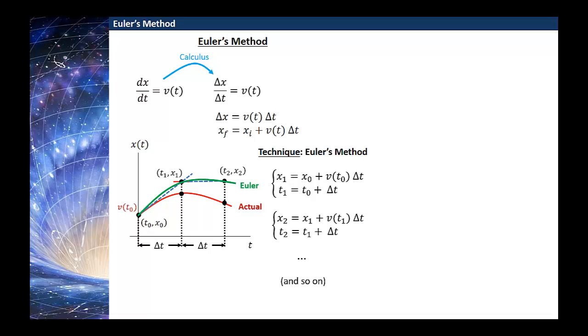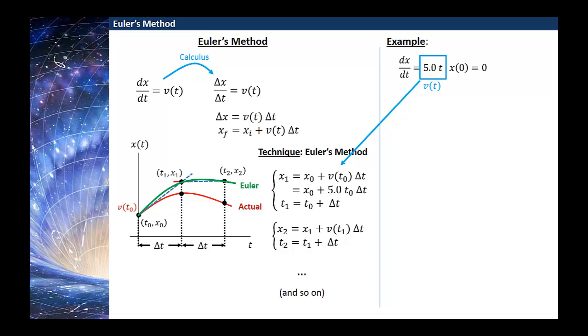So let's take an example of dx/dt equals 5 times t, with an initial condition x at t equals 0 is itself equal to 0. So I have t0 equals 0 and x0 equals 0. Okay, so this 5t is my v of t, and I'm going to use that anytime I see v evaluated at any particular time. So in particular, looking at the first point, x1, I'm going to be evaluating v at t0. So this right-hand side for x1 really looks like x1 equals x0 plus 5 times t0 times delta t.